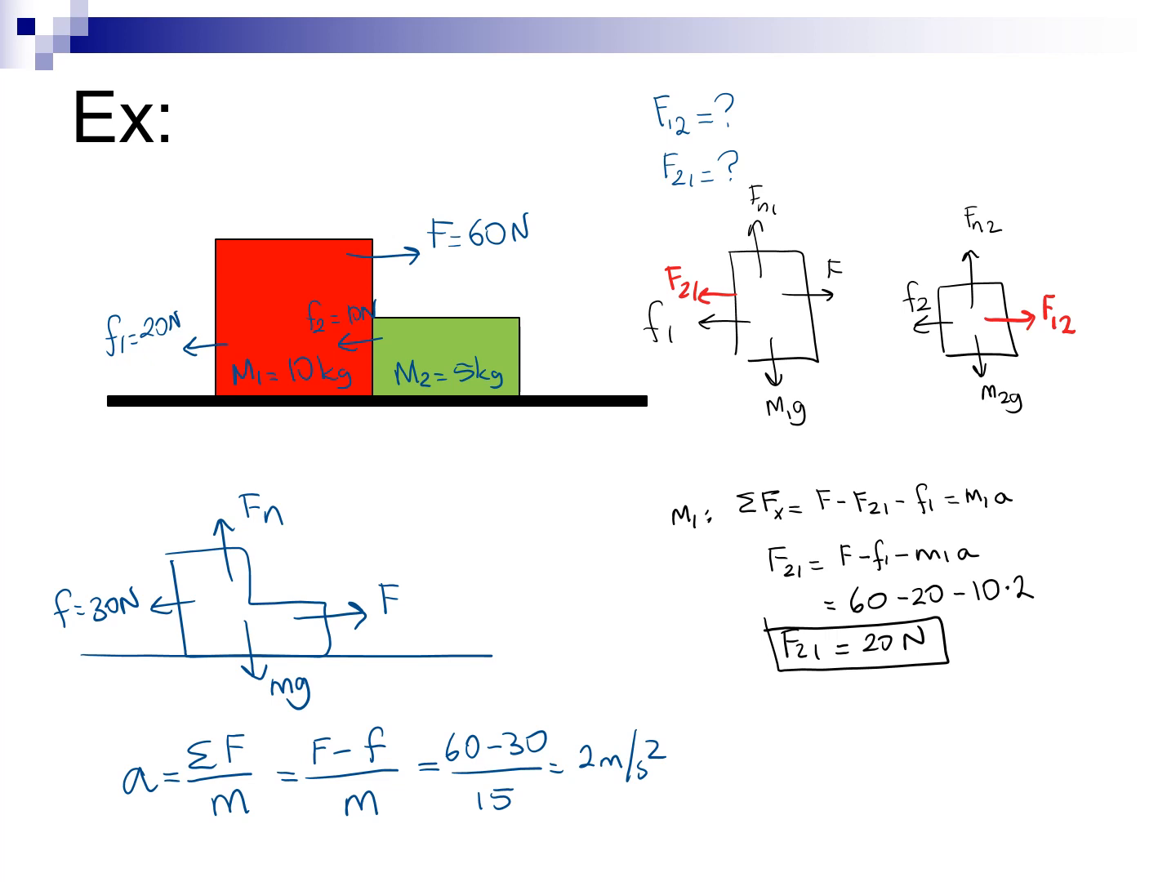Well, I expect a force of 1 on 2 should also be 20 newtons, but let's double check. Let's write a net force equation for M2 this time. Net force in x is F12 minus friction 2 equal to M2A. Alright, plugging in the values. And here we have it. F12 is also equal to 20 newtons, just like Newton's third law predicted.